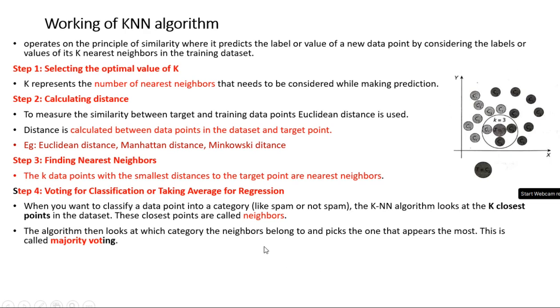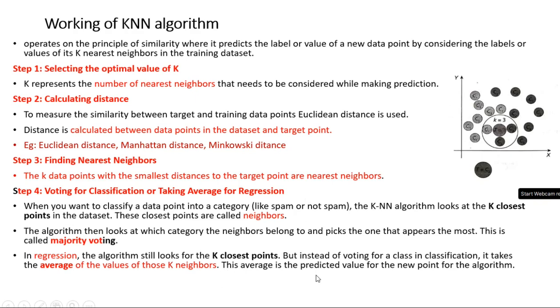So based upon that, you do a majority voting. You pick the one that is nearest to the test instance. So which is the most nearest instance? That would be decided by majority voting.